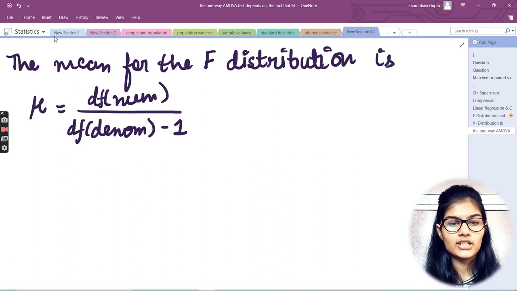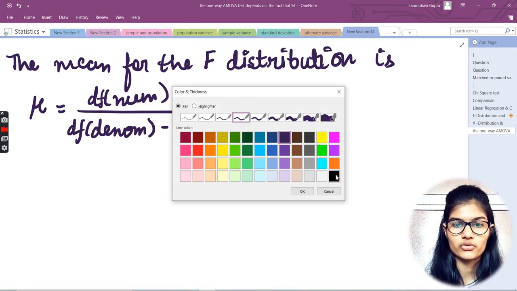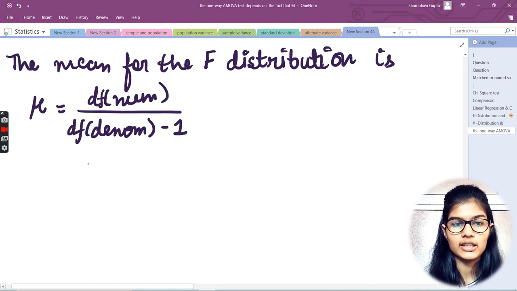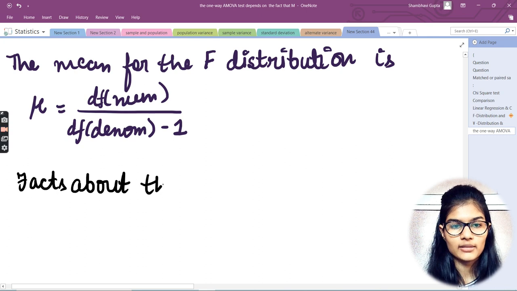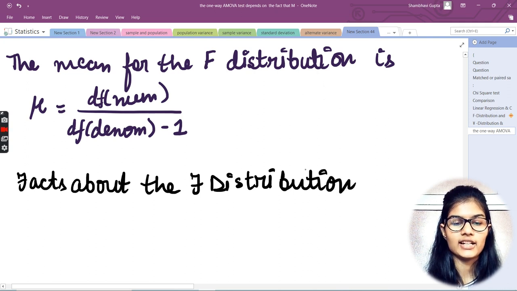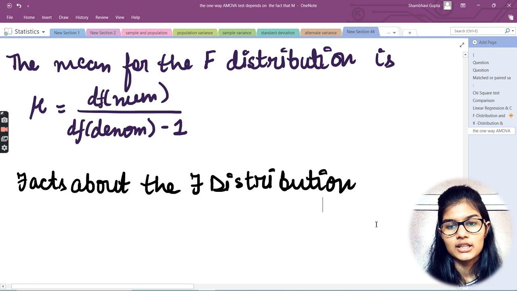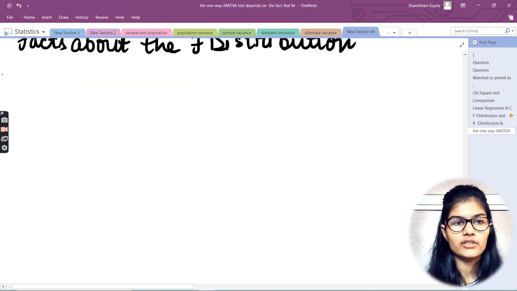Now, next we have the facts about the F distribution, right? What are the facts regarding the F distribution? So I'll put on the heading again here: facts about the F distribution. Fine. So I'm going to take out one of the colors again so that I could proceed with the writing. Great. So now we will be discussing some facts about the F distribution.